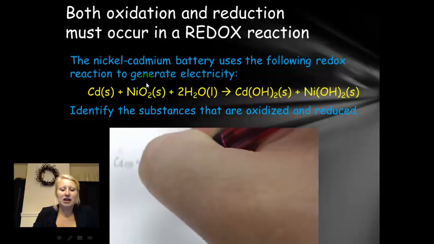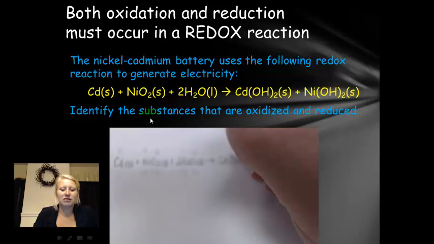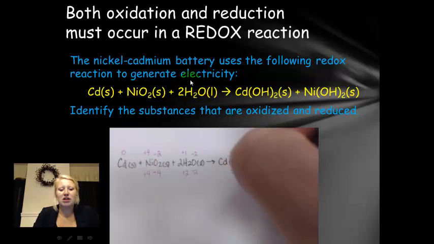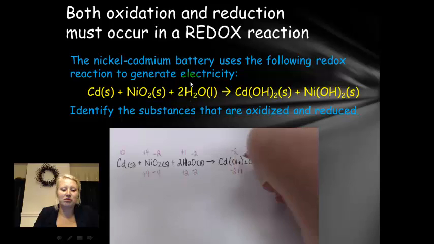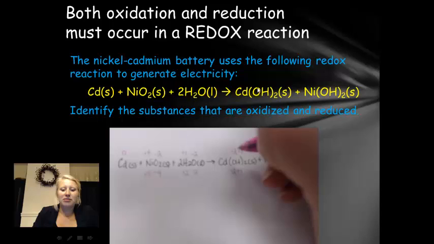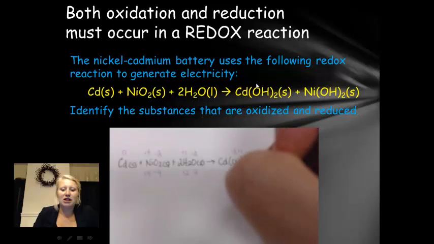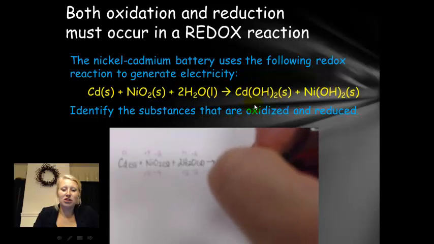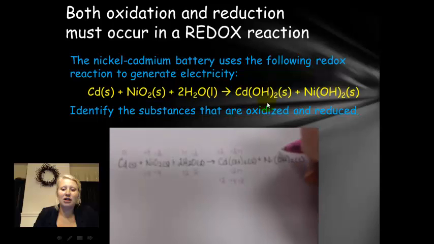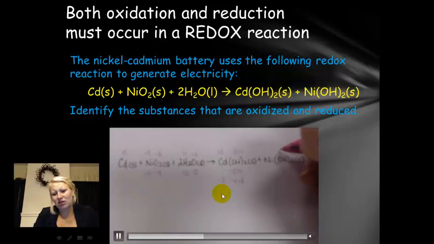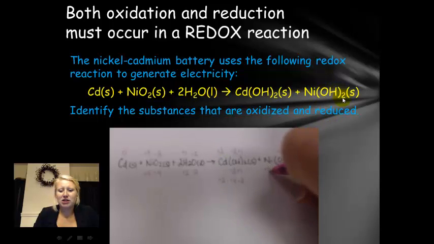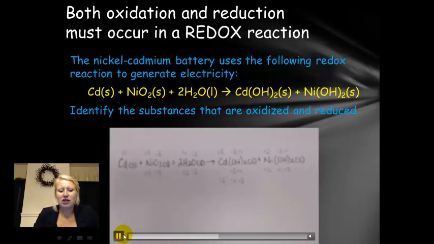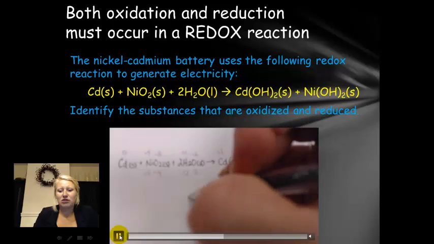In nickel oxide, oxygen is -2 for a total of -4, so nickel must be +4. Water, oxygen is -2, so hydrogen is +1. Hydroxide is an ion with one negative charge. Cadmium must be +2 in order to balance out. Again, over here, oxygen is -2, but there's 2 of them for a total of -4. Hydrogen is +1 for a total of +2. And nickel must be +2 in order to cancel out.